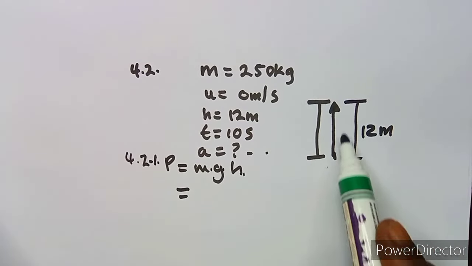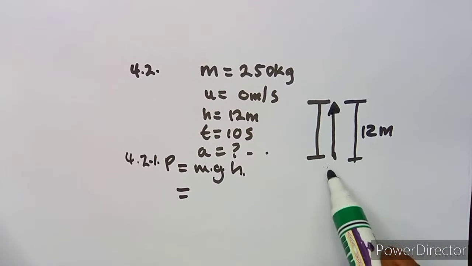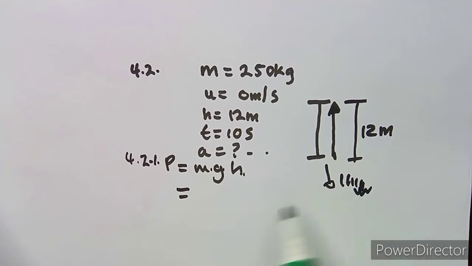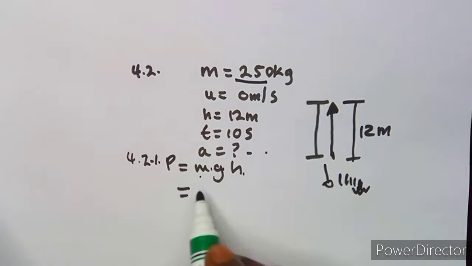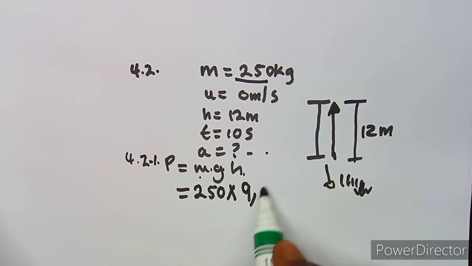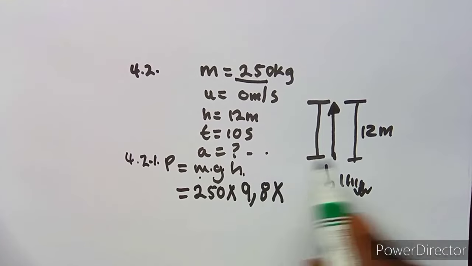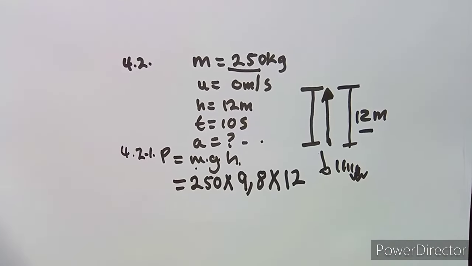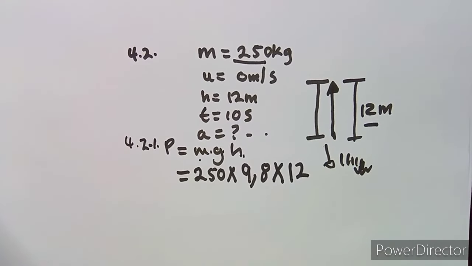And like I was saying, since you are lifting up, there's going to be the gravitational acceleration pushing downward, the gravitational force. So we've got m, which is the mass of 250. So we've got 250 times the gravitational acceleration, guys. We know that it's 9.8, times the height, which is 12. Okay, so that is going to be the potential energy.